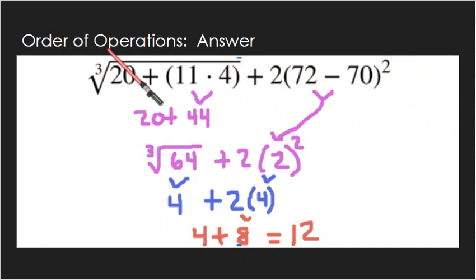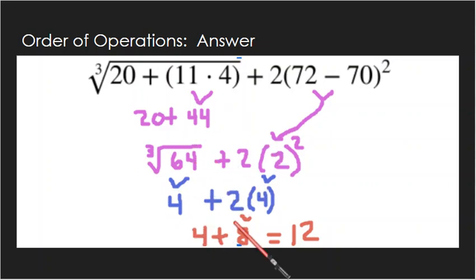Underneath this grouping, underneath this radical, underneath this cube root, I have to do the parentheses before I can add the 20. So 11 times 4 gave me 44, and then I bring down the 20 and the plus. 20 plus 44 is 64, and the cube root of 64 is 4. Perfect. Remember, cube root means you're looking for what number times itself 3 times gives you this original number. So 4 times 4 times 4 gives me 64.